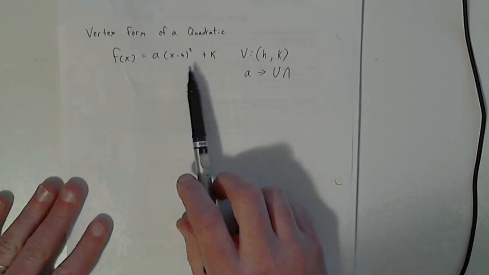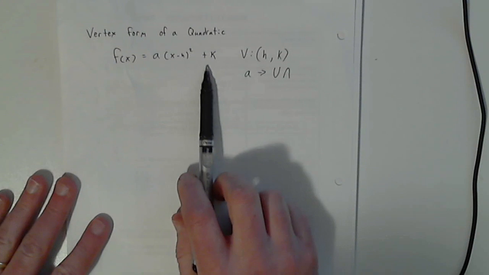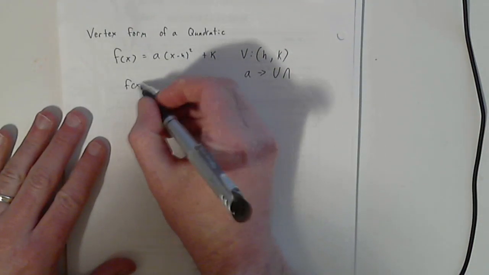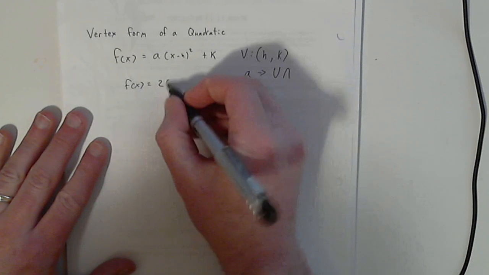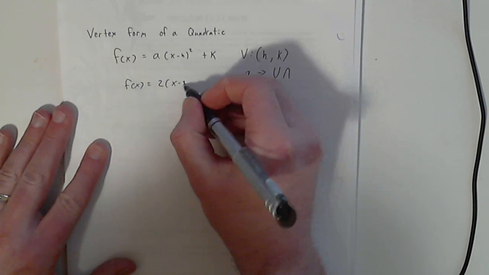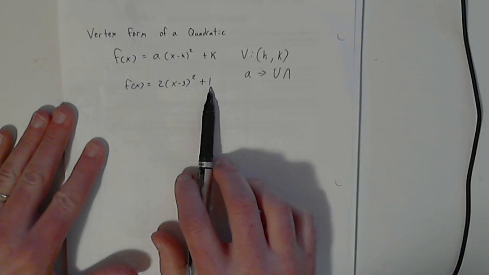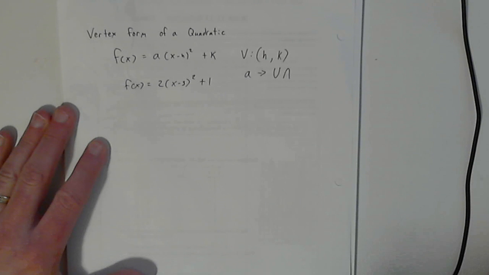And the important thing to think about for these things, there's two ways to do it. If you saw something like f of x equals 2(x - 3) squared plus 1 or something, you would have the vertex at (3, 1). Now there's two ways to think about this.